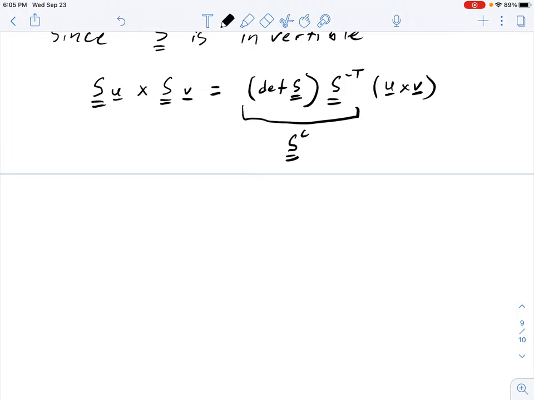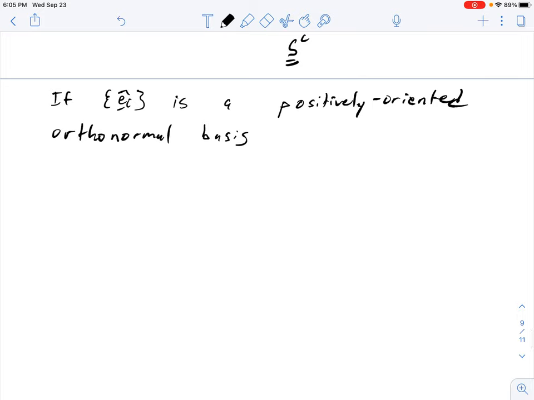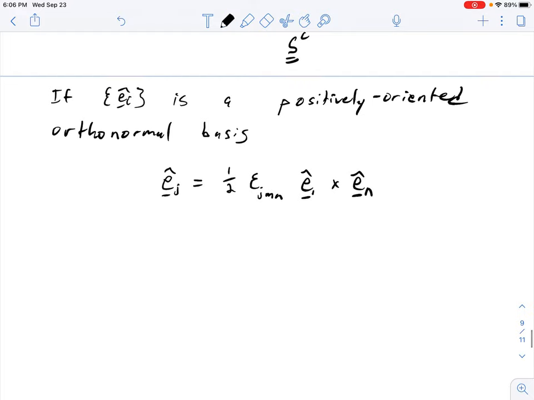All right, so if we have ourselves, again, a positively oriented orthonormal basis, then one of the identities from chapter one, we have e_j is equal to 1/2 epsilon JMN e_m cross e_n. So let's clean up that m so you don't mistake it for an n. There we go.